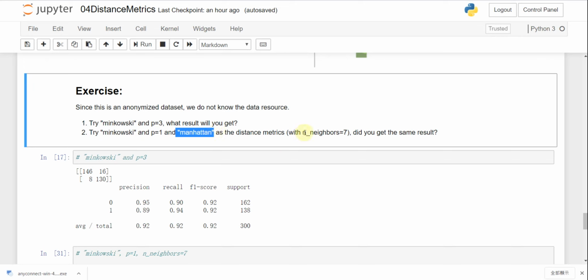For both of them, try n_neighbors as 7. Do you have the same result? Two machine learning models, one with Manhattan distance and another with Minkowski with degree 1. Theoretically, you should have the same thing. Do you have the same thing? Try to write the code by yourself and figure that out.